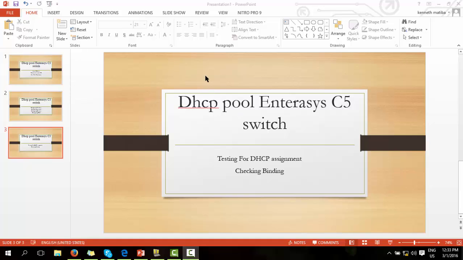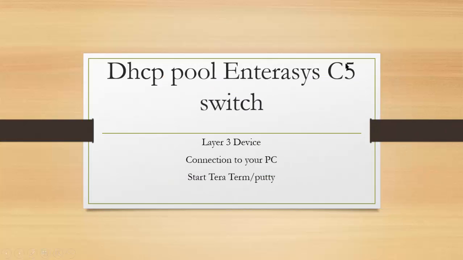Hello guys, today I'm gonna show you how to configure a DHCP pool server on your Enterasys C5 switch. Now, all of us are aware that layer 3 devices are able to do routing and other layer 3 services, for instance, domain name service, the DNS, translating IP addresses into actual names and vice versa. Although today our main focus is DHCP pool on the Enterasys C5 switches.